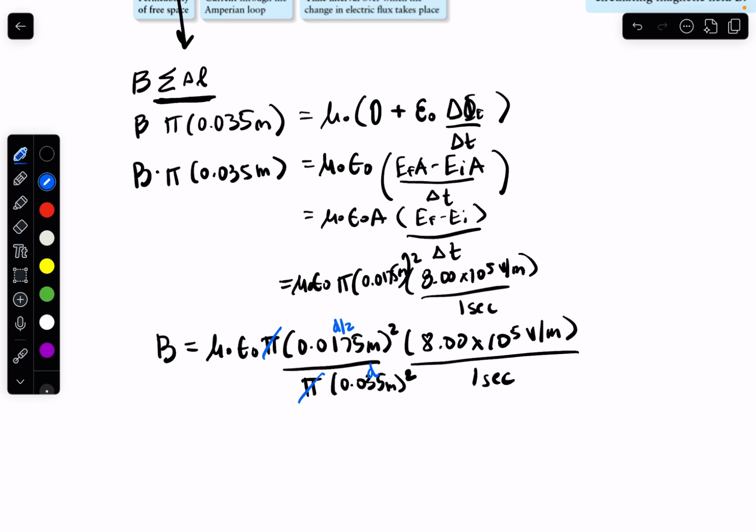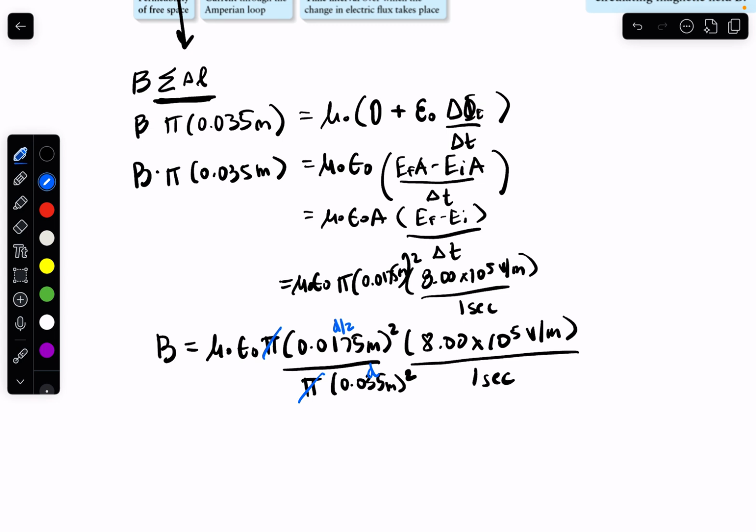It's all numbers. So let's go ahead and type everything in. So mu naught is 4 pi times 10 to the minus 7. And epsilon naught is 8.85 times 10 to the minus 12. And then we have the diameter, or the radius squared. Then we have 8.00 times 75. And then all of that is divided by 0.035 squared.